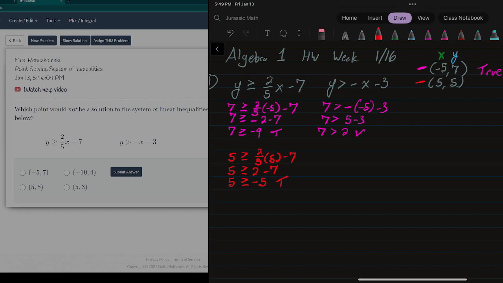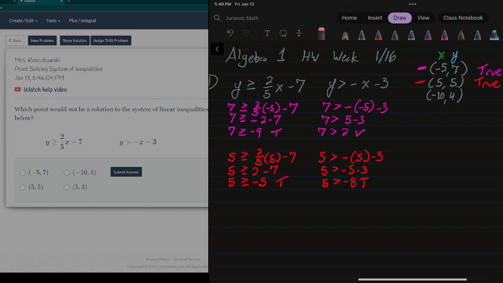So let's plug in the other one. 5 is greater than 5 minus 3, which is 5 is greater than -5 minus 3. 5 is greater than -8. That is also a true statement, which means that's not the answer. Our next one is going to be (-10, 4), and we will do that in bright pink. If this one doesn't work, then we know the answer is there.